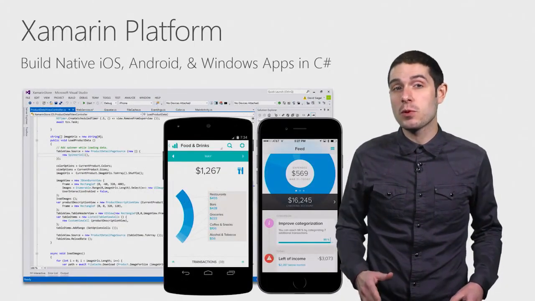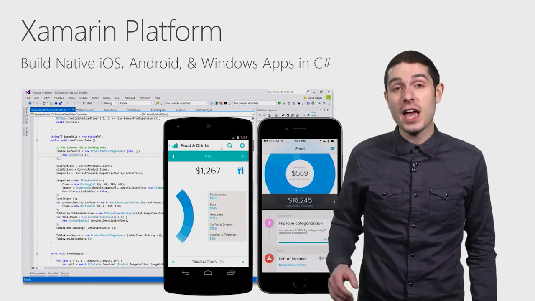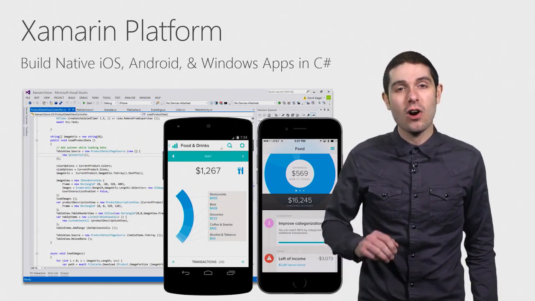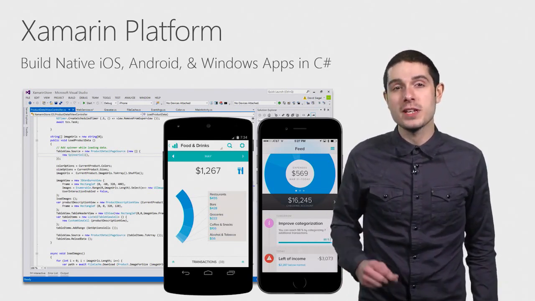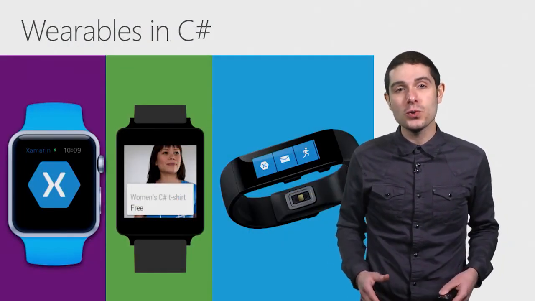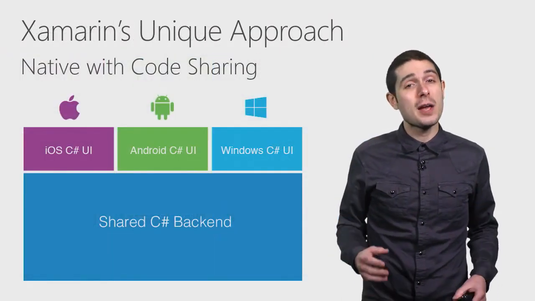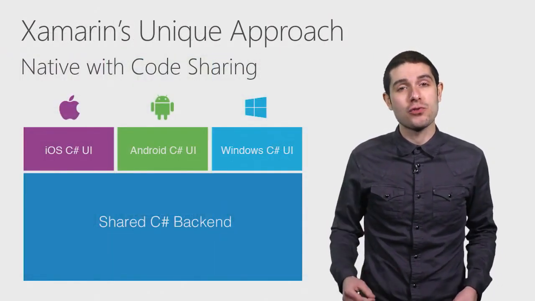Now we're going to focus on the Xamarin platform, which is where you're using Visual Studio to build out native iOS, Android, Mac, and Windows applications all in Visual Studio, C# and .NET. Now what's great here is that you can use all of your favorite tools to now extend to great wearable devices. The Xamarin platform for mobile development is extremely unique.